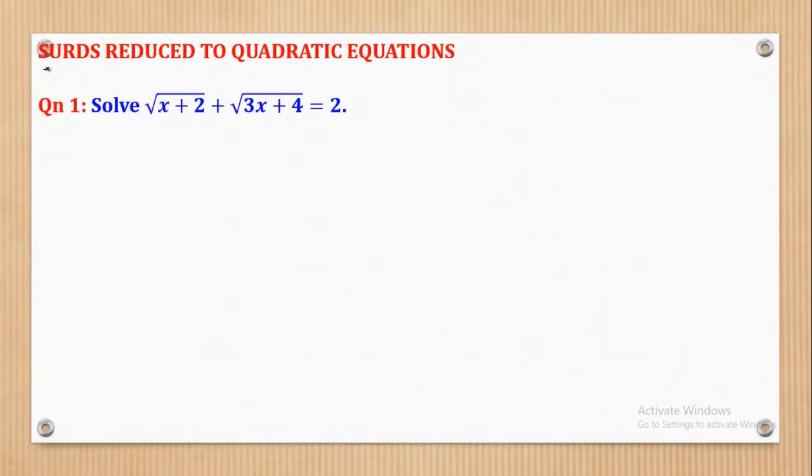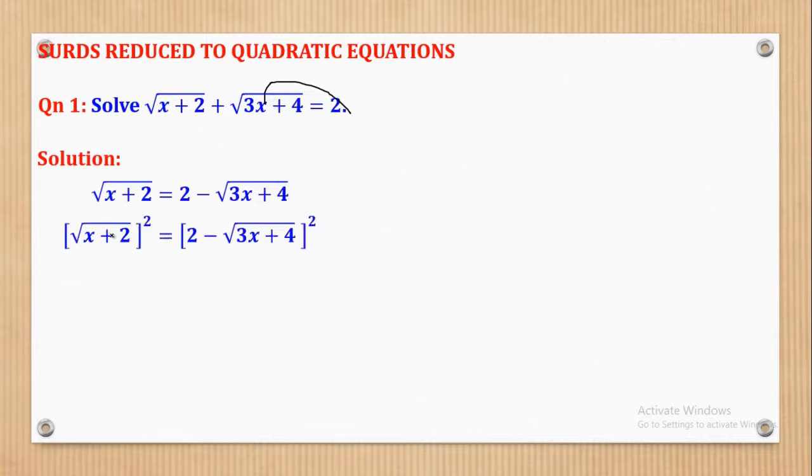So now we shall go to surds reduced to quadratic equations. Here we shall start with question 1, which says solve this expression. The first thing to do is to put one side on the other side, and after that we shall square both sides. Squaring this gives you this, and squaring this gives you that. I think you remember that expansion.